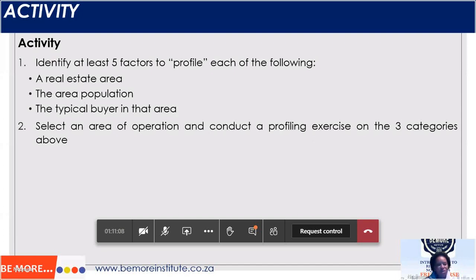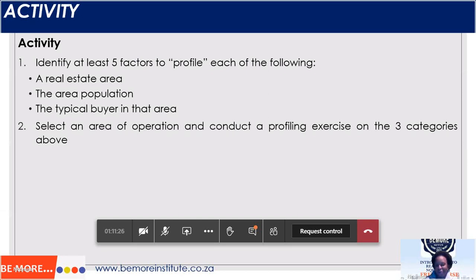Or area population. Can you give me the various 5 factors that can define the population in this particular area? And also the same 5 factors that will define the typical buyer in the area.